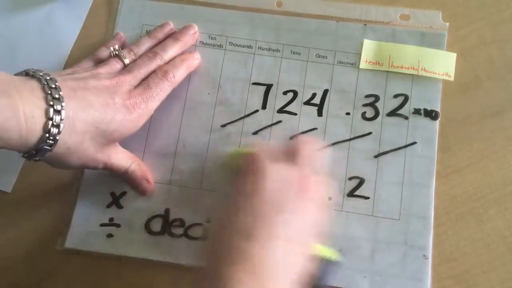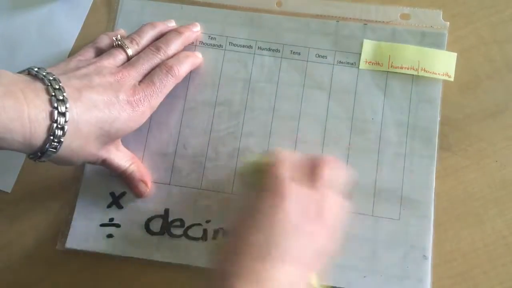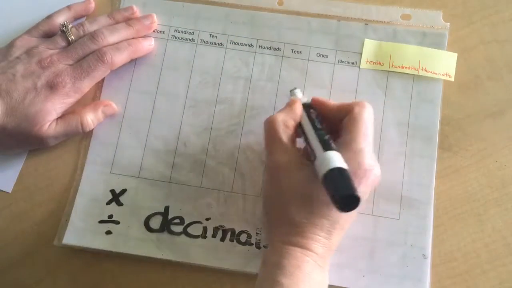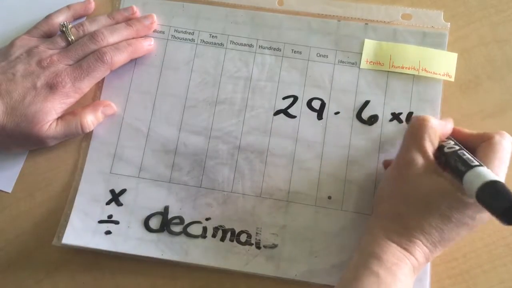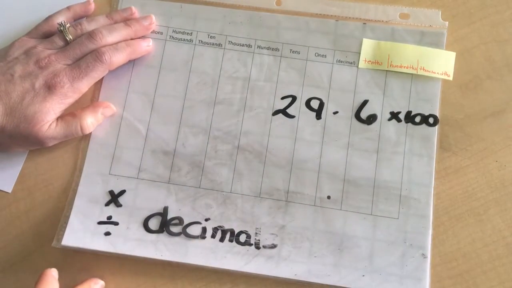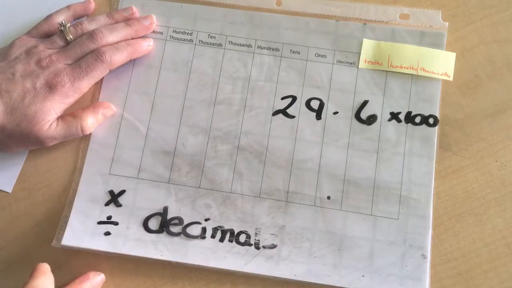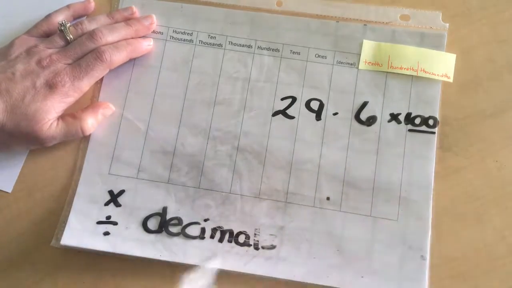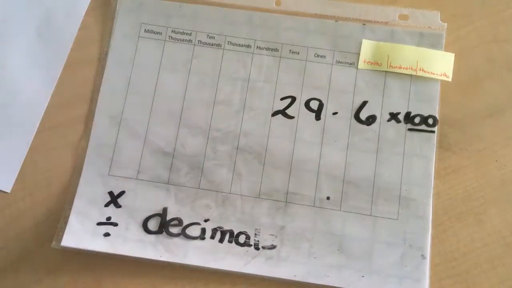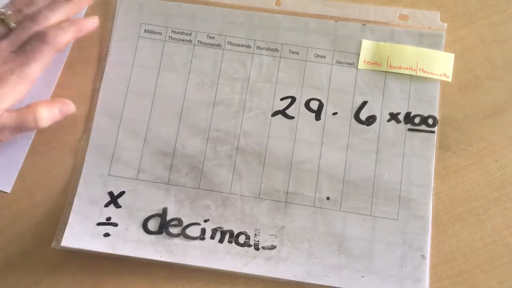Let's say we wanted to multiply times 100. Let's say I have 29 and 6 tenths times 100. Go ahead and pause while you figure out what that would be. Remembering, times 10 was 1 shift, times 100 is 2 because of those 2 zeros. Go ahead and pause.